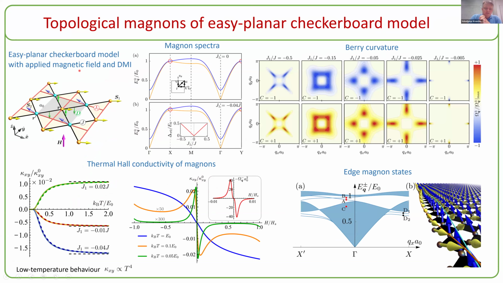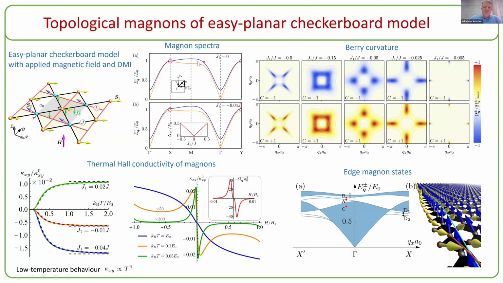The specific property of checkerboard is the possibility to generate a Berry curvature for magnons. And this is how it works. For this case, we should consider an easy-planar checkerboard model, or we can introduce easy-planar anisotropy, or instead of anisotropy, we just can add a magnetic field. It will make the spin-flop phase the ground state of the system.